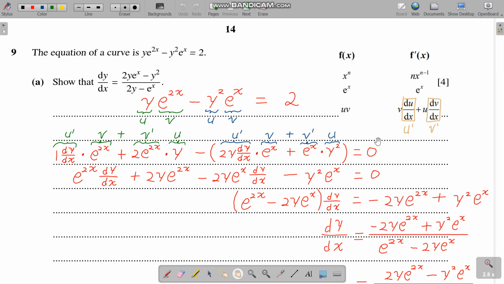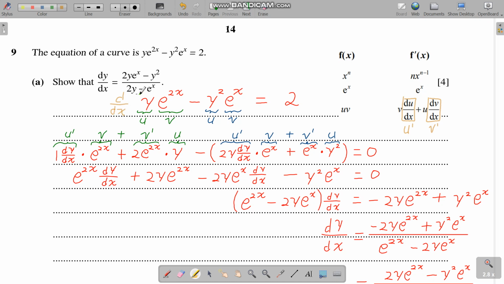Differentiation. The equation of a curve is given; show that dy/dx equals the required expression. Usually when we're finding dy/dx, or y prime, from y equals something, we just differentiate explicitly. But this time we cannot rearrange this equation to get y equals something. So that's why we have to use implicit differentiation.